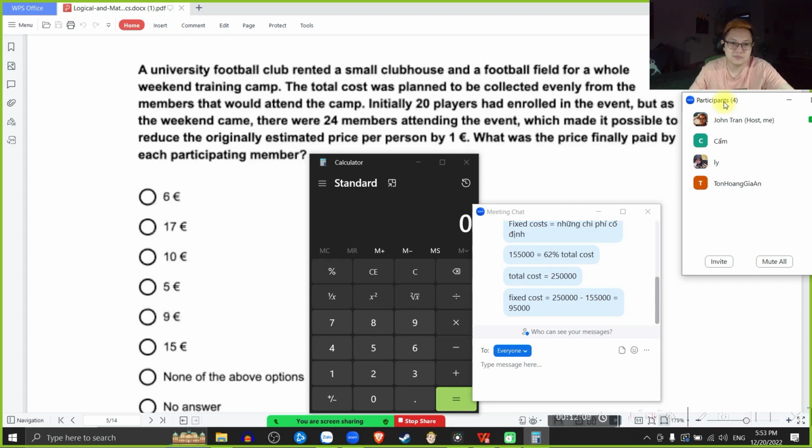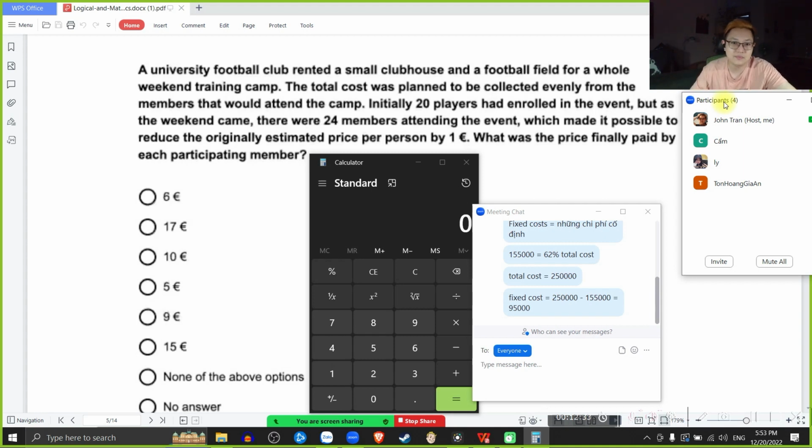So, for example, if they reduce by €1, at first it was €20, now decreased to 19. So at first it was 20, and it decreases to 19, which means a reduction by €1. But if they say reduce to €1, it means everyone has to pay only €1 to participate.